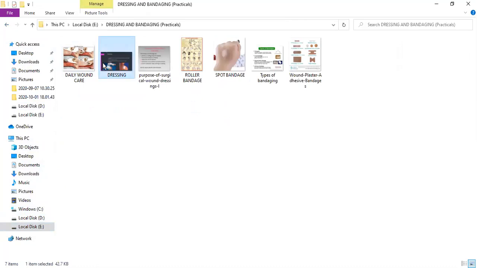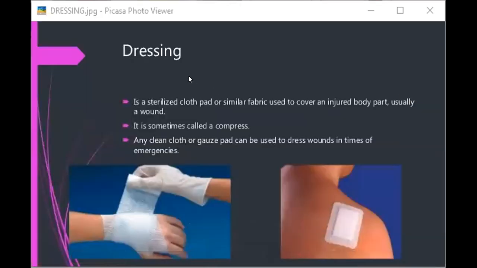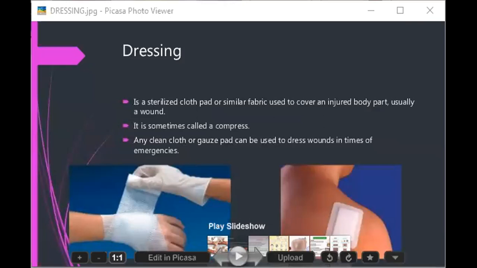Can you see the screen? Are you able to see the screen? Yes, ma'am. About 1 minute, ma'am. Are you able to see the screen now? Yes, ma'am.